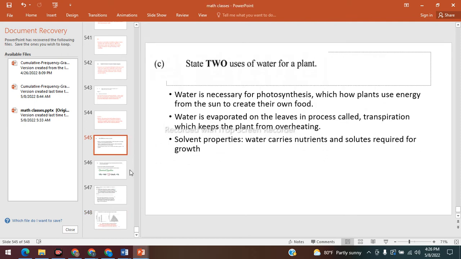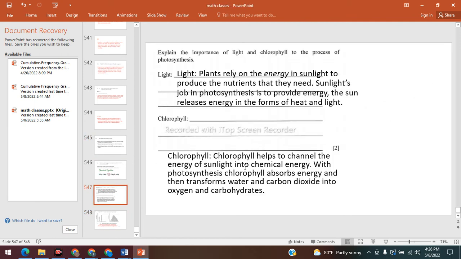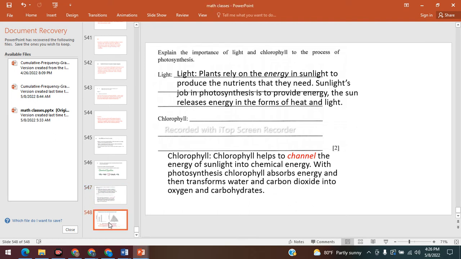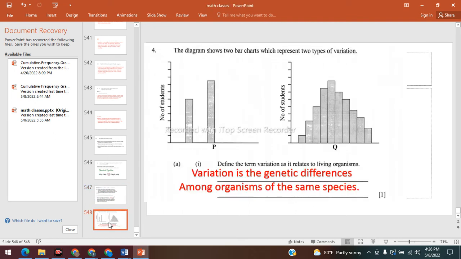Nancy, you asked what would be a replacement of the word channel. As I think about it, I think the better word, if we're trying to replace it, would be not convert but use. Yeah, okay, use. I just was trying to find ways, it's planning, I know. Variation is genetic differences among organisms of the same species.